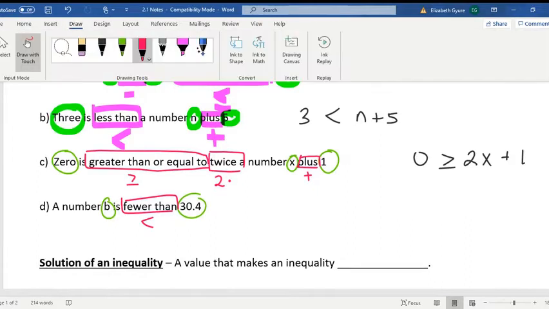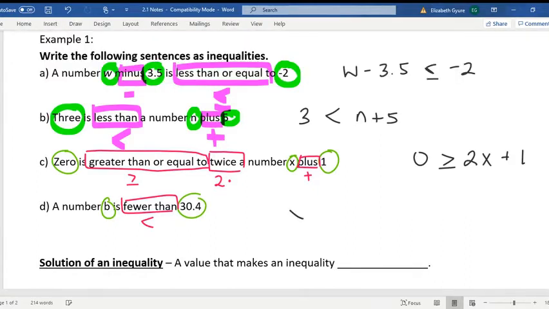Now this doesn't have much going on, so I'm just going to put my fewer than symbol, which is a less than. And then B is fewer than. So should B go on the left or the right? B is fewer than. So you'd go, yeah. Think like, B is fewer than, and then 30.4.